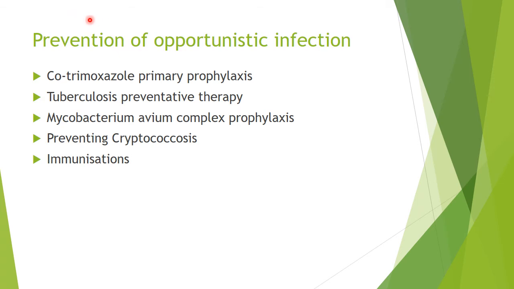So how do we treat HIV? The main focus when the person has suffered from AIDS or immunodeficiency is that we have to prevent opportunistic infection, like we mentioned earlier. So what drugs do we prescribe? We have to give cotrimoxazole primary prophylaxis. Since tuberculosis is a main concern, we can give tuberculosis preventative therapy. We can prevent Mycobacterium avium complex. We have to prevent cryptococcosis, and we have to give several immunizations.